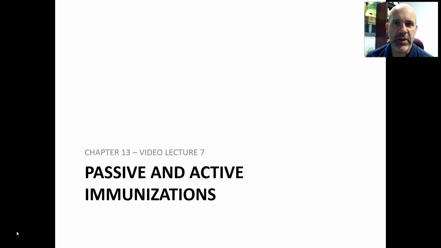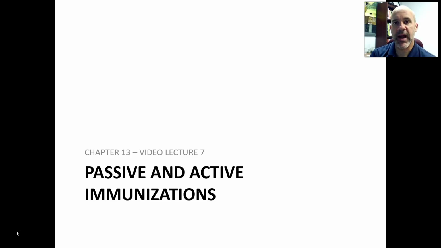In the last video clip, we talked about how specific immune responses can be divided up into 4 categories, depending on whether the immunity is gained through a natural process or an artificial process, and then whether the immunity itself is an active form of immunity or a passive form of immunity. In this video clip, we're going to be talking about passive and active immunization. So an immunization will be a medical procedure. So we're going to be talking about artificially acquired active immunity and artificially acquired passive immunity.